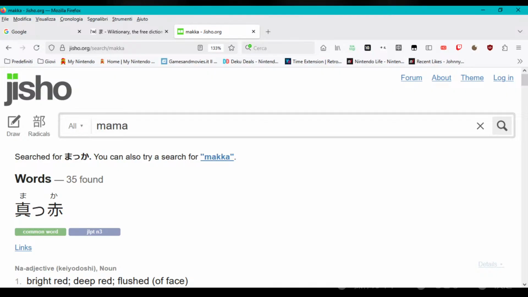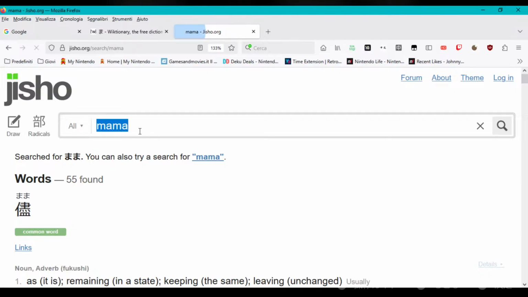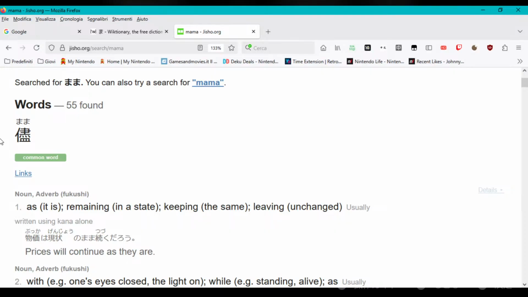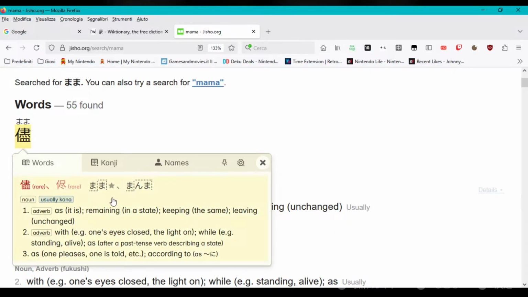One last word which I wanted to show. Mama, with this accent, because there's also an alternative reading, but usually it's mama. Low, high, with the accent on the last syllable. Mama means as it is, remaining a state, keeping the same, leaving, and so on.